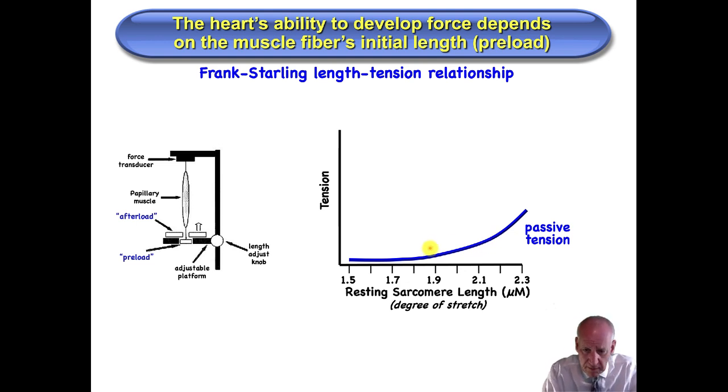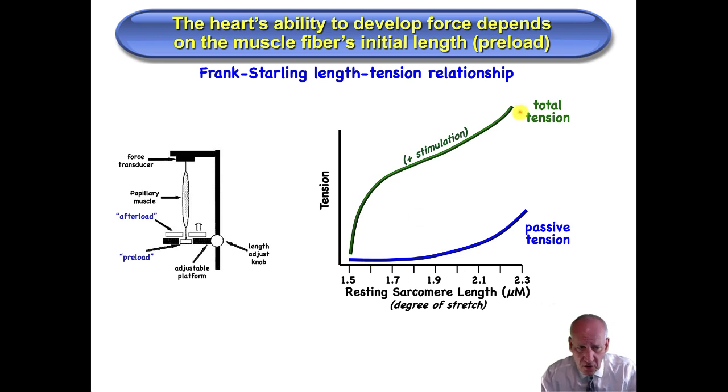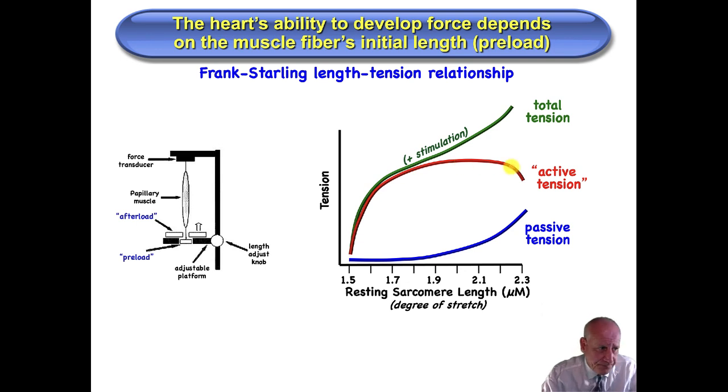And now we repeat the experiment, but this time at each fiber length, we stimulate the muscle with an electrode, and we get this green curve here. That's the total tension, and it is the sum of active tension plus passive tension. So if we strip out the passive tension of the resting muscle from the tension developed by the stimulated muscle, we get the active component.